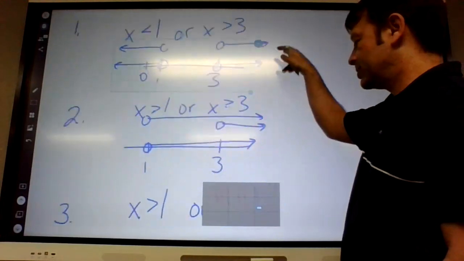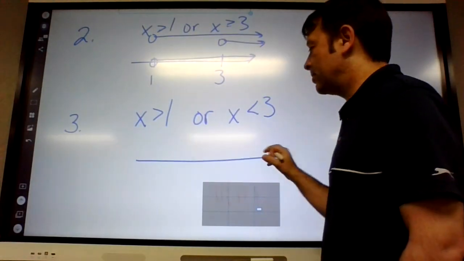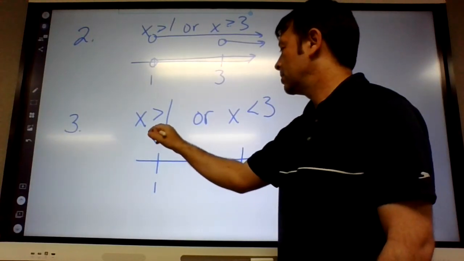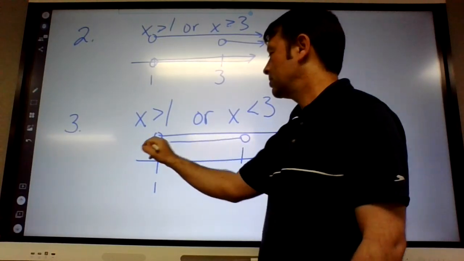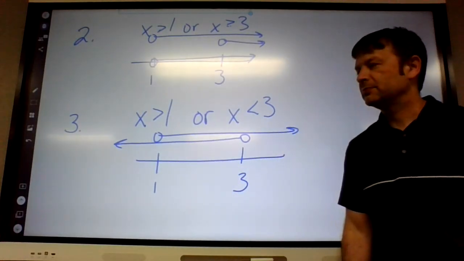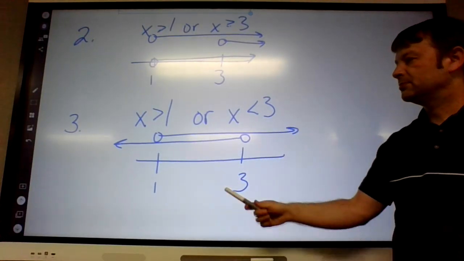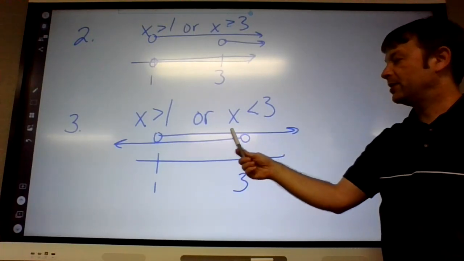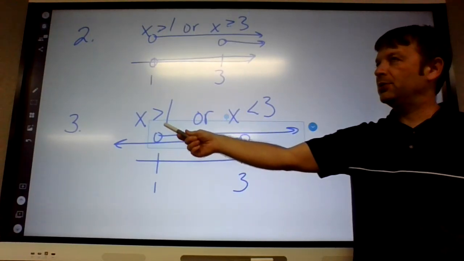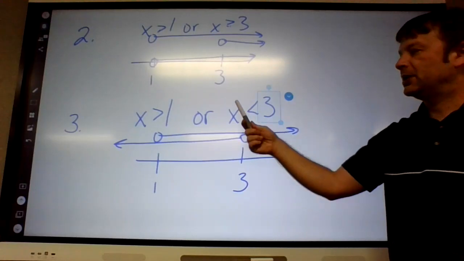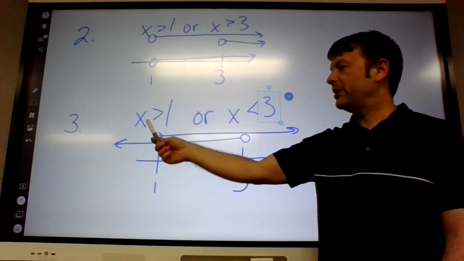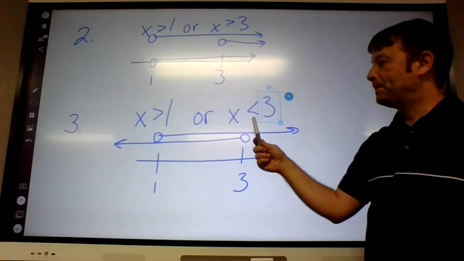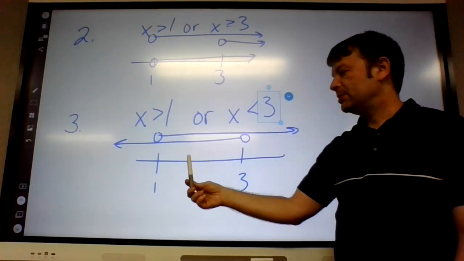But today, this is the weird one with the or. What numbers are greater than 1 or less than 3? Anything less than 3 and greater than 1? No, that would just be the numbers from here to here. Is 4 greater than 1 or less than 3? Yes, it's greater than 1. Is 0 greater than 1 or less than 3? Yes, it's less than 3. So, and all these numbers in the middle.